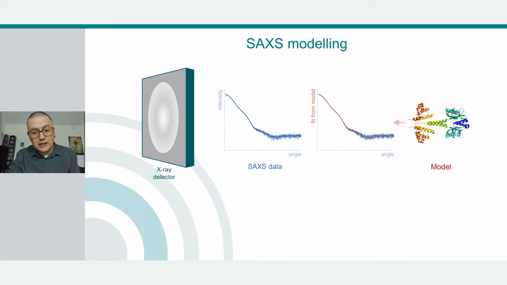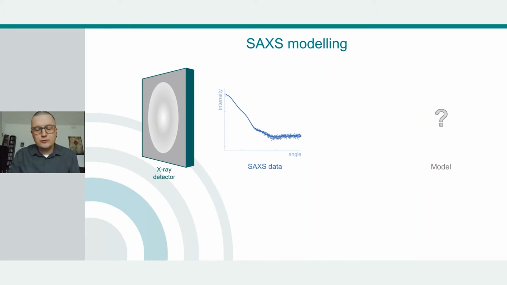When I say model, I don't mean the actual single model. The model can be quite complex. For example, it could be a mixture of different models, different states of the protein. It could be a pool of flexible proteins, and it could be other ways of accounting for polydispersity of the sample.